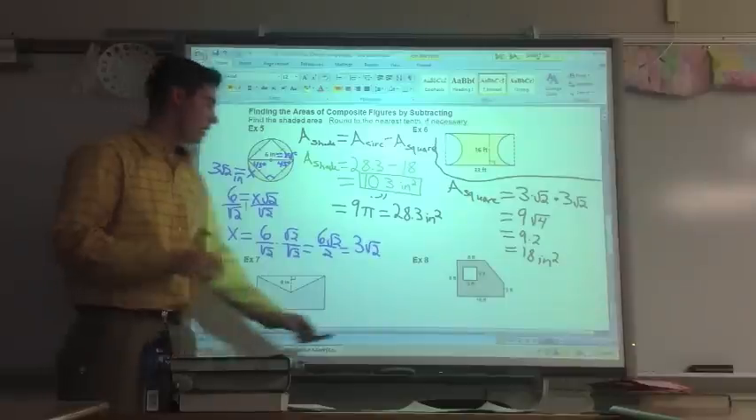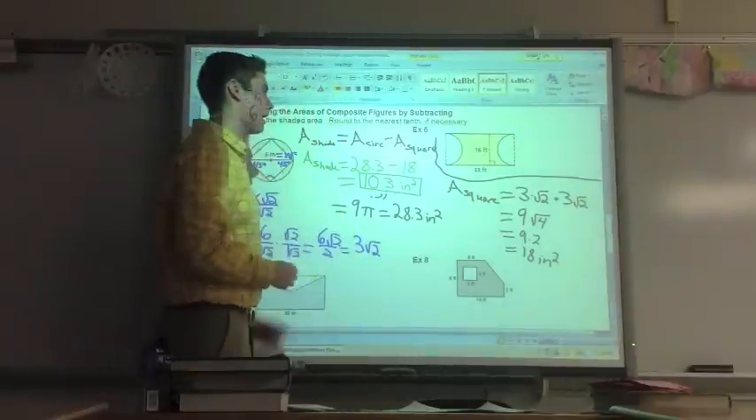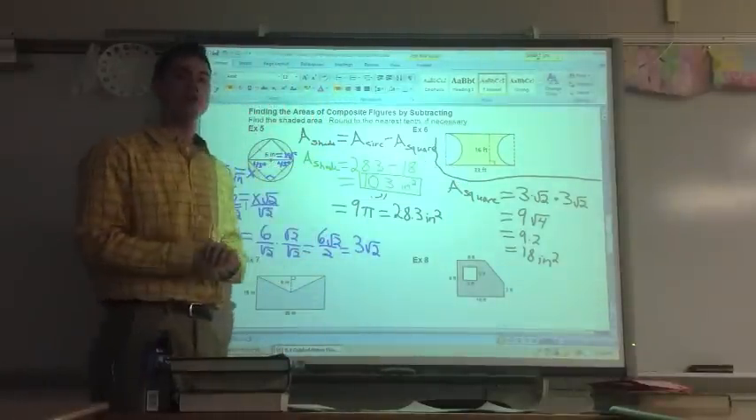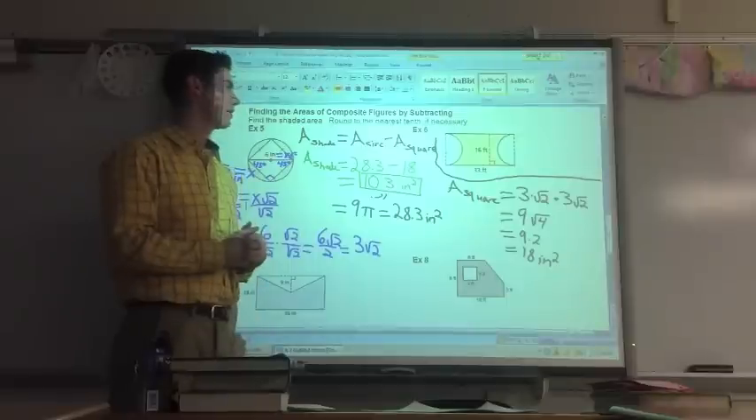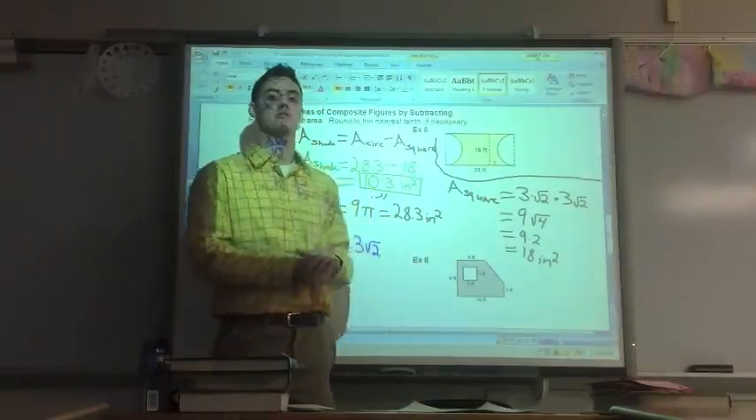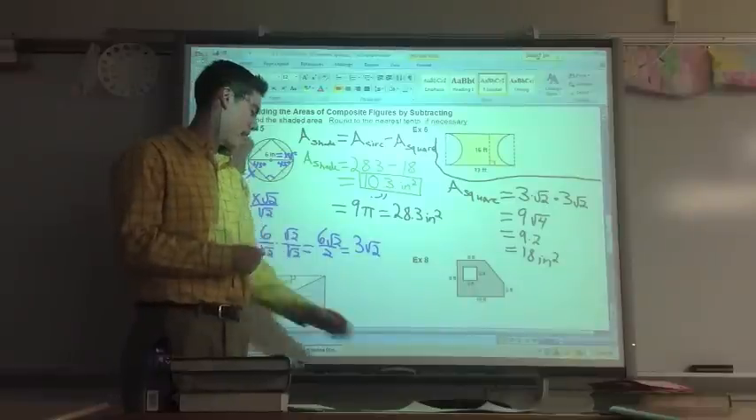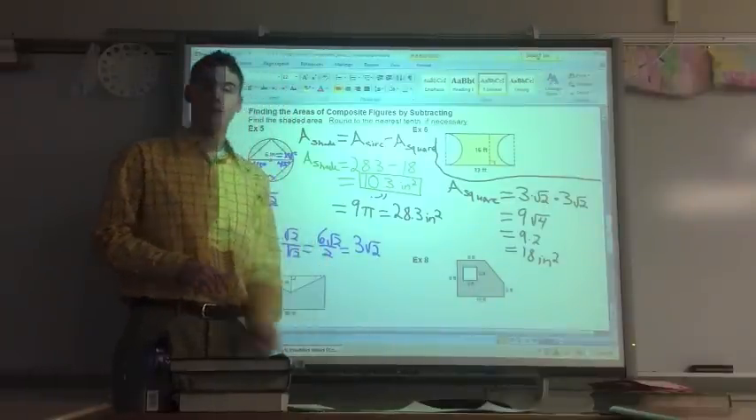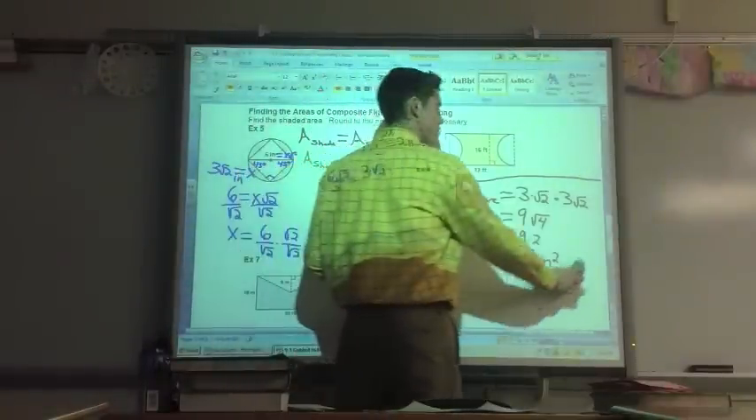Okay? Now example 6 is done in the exact same way. I want to go ahead and allow you to give it a shot, so go ahead and try it. In this case, we're taking the area of a rectangle, and we're taking away the area of 2 semicircles. And I'll give you a moment to do that, and then I'll solve it on the board as well with the solution, and you can check to see that you did the right thing.